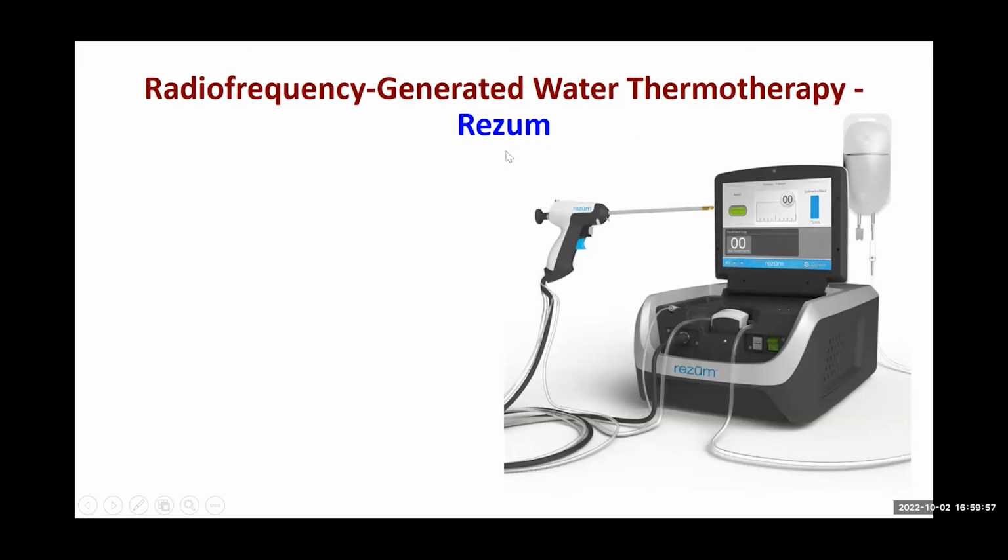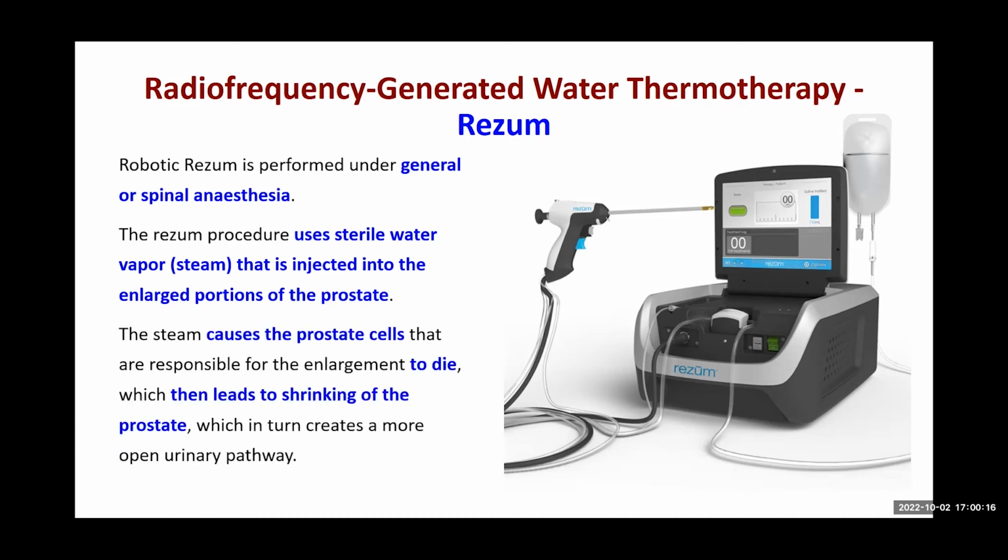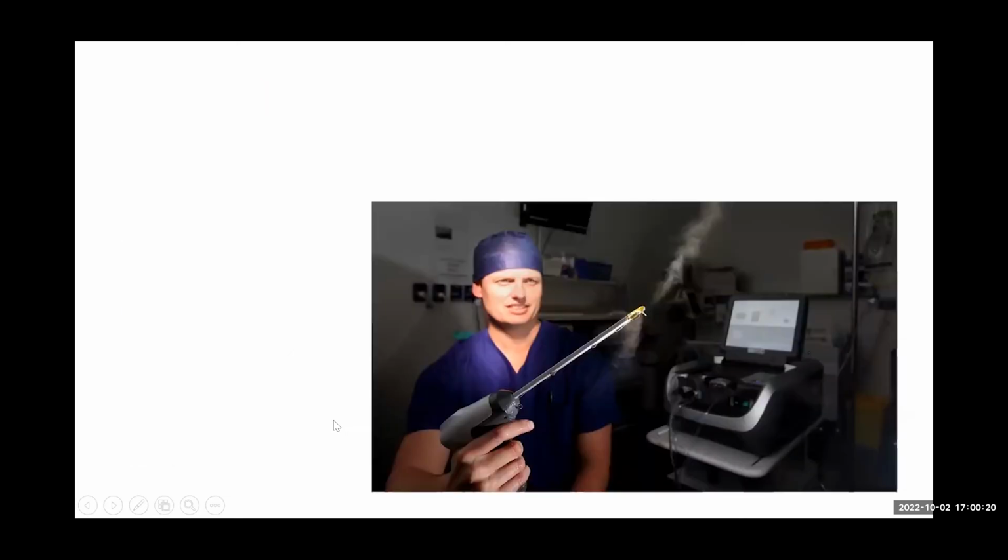Radio frequency generated water thermotherapy. It is known as Rezum. This is also used quite frequently. Okay. It is performed under general or spinal anesthesia. It uses sterile water vapor steam that is injected into the enlarged portions of the prostate. It causes the prostate cells to die, which then leads to shrinking of the prostate gland. And this is what the apparatus looks like.